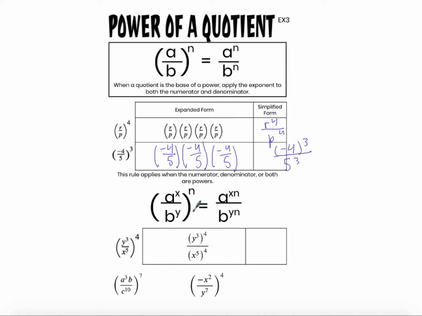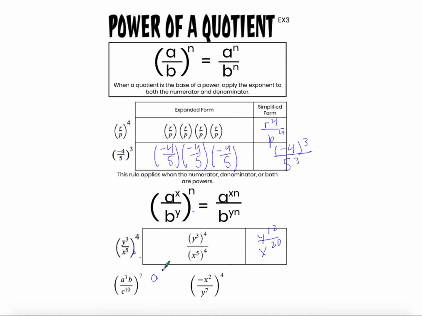This rule applies when either the numerator or denominator or both are themselves powers. So here we have y to the third divided by x to the fifth raised to the fourth power. We're going to use the power rule in the numerator and the denominator to raise that numerator and denominator to the fourth power. That means I'll be multiplying my exponents and get y to the 12th over x to the 20th.